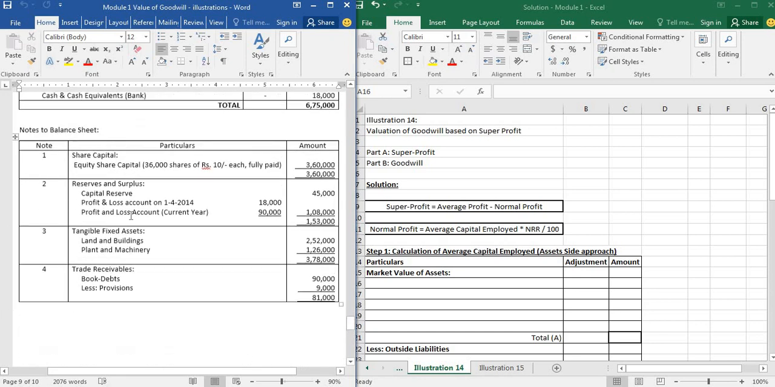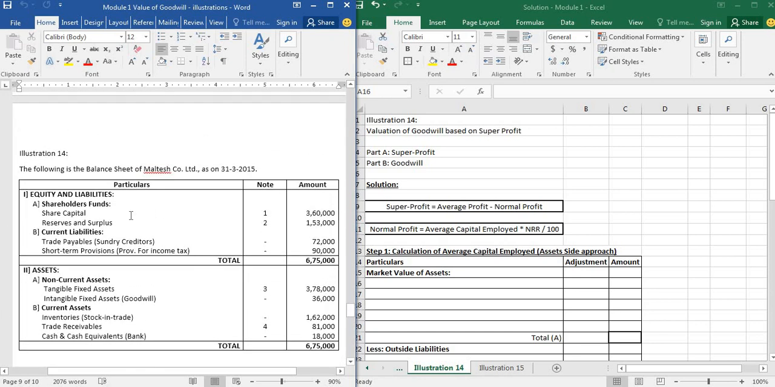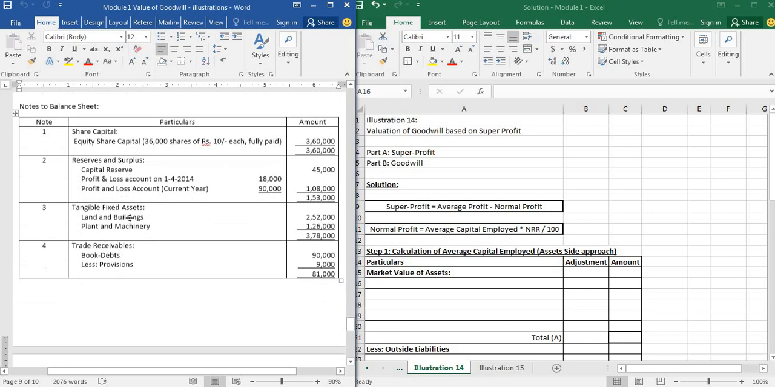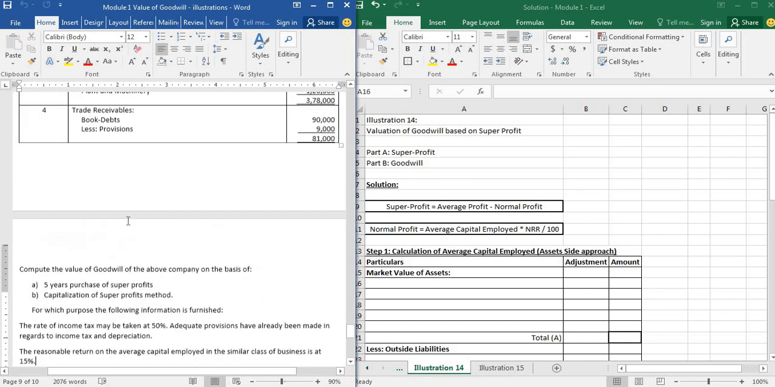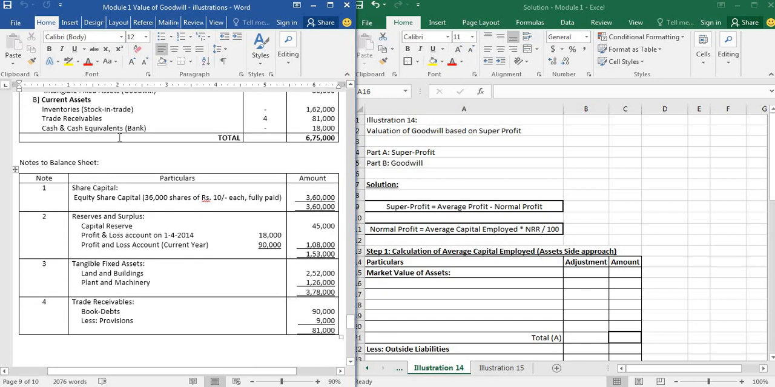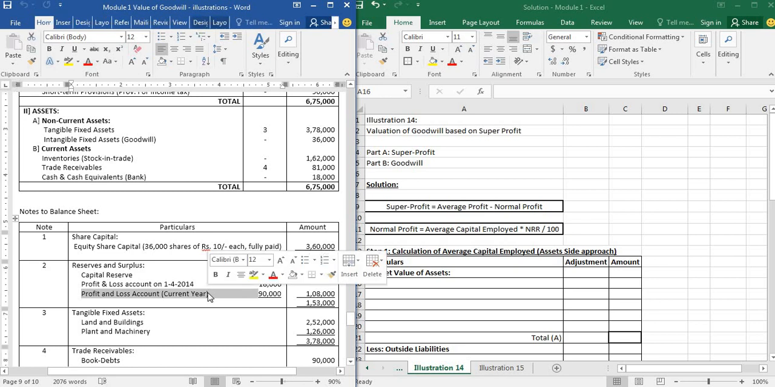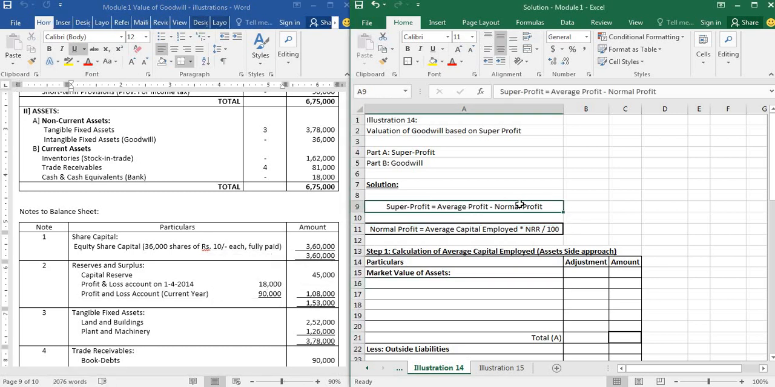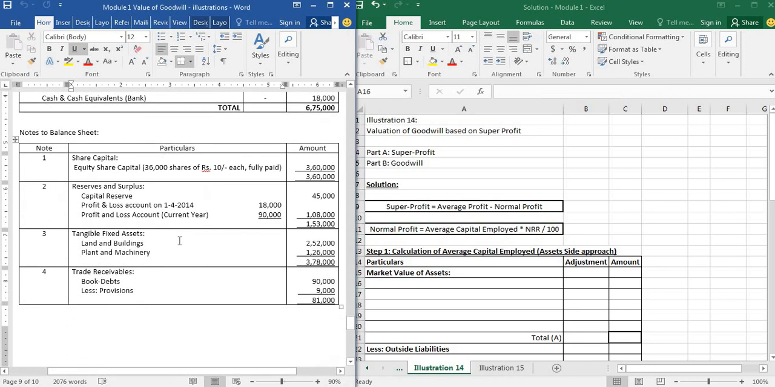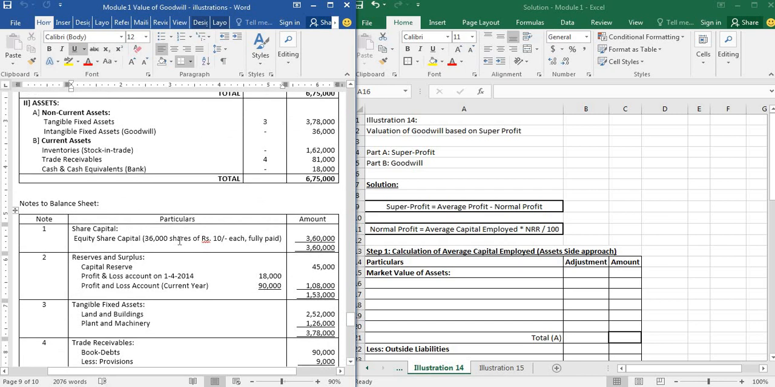So what all information is given? Have you observed that they have not given us previous year profits? Yes, they have not given us previous year profits, which means we are going to take the current year profit and loss account balance, the current year profit, as our average profit. 90,000 will become our average profit, and then we are supposed to calculate normal profit. The formula for normal profit is average capital employed into NRR divided by 100. We know NRR is 15%. We are supposed to find out average capital employed.